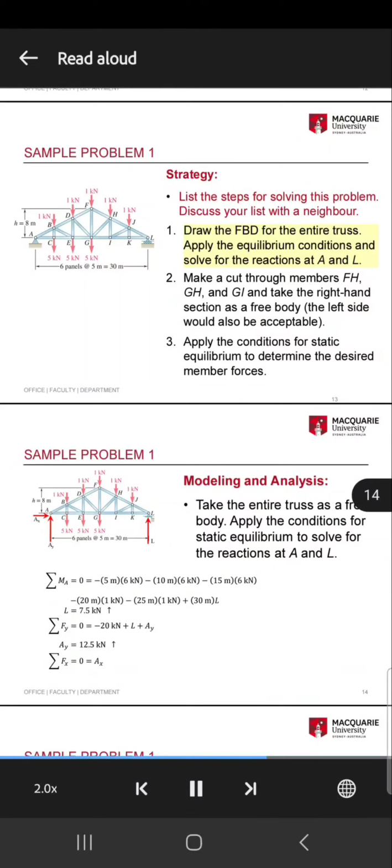1. Draw the FBD for the entire truss. Apply equilibrium conditions to solve for the reactions at A and L. 2. Make the cut through members FH, GH, and GI and take the right-hand section. A free body of the left side would also be acceptable. 3. Apply the conditions for static equilibrium to determine the desired member forces.